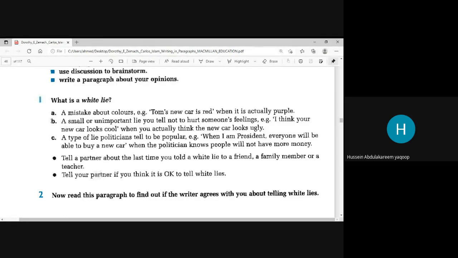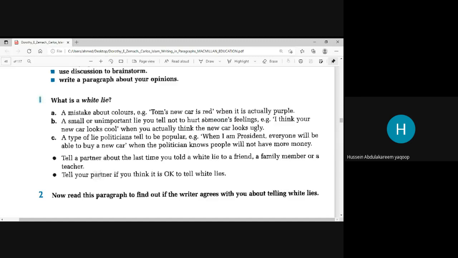Now, this is exactly the definition put in the book, the one that I'm highlighting in these lines. Just to know, this is not for memorizing. It is not required of you to memorize it, but just to know the meaning of white lie, as the book suggests. It is a small or unimportant lie, like the color of the shirt, the taste of the food, or whatever. A lie you tell not to hurt someone's feelings. So this is exactly the main reason why people sometimes lie to others, and we call these lies white lies.